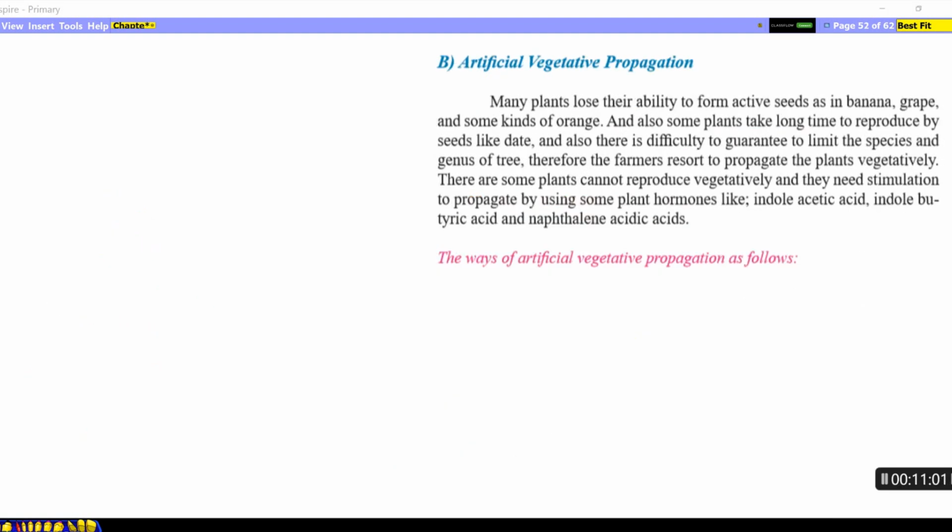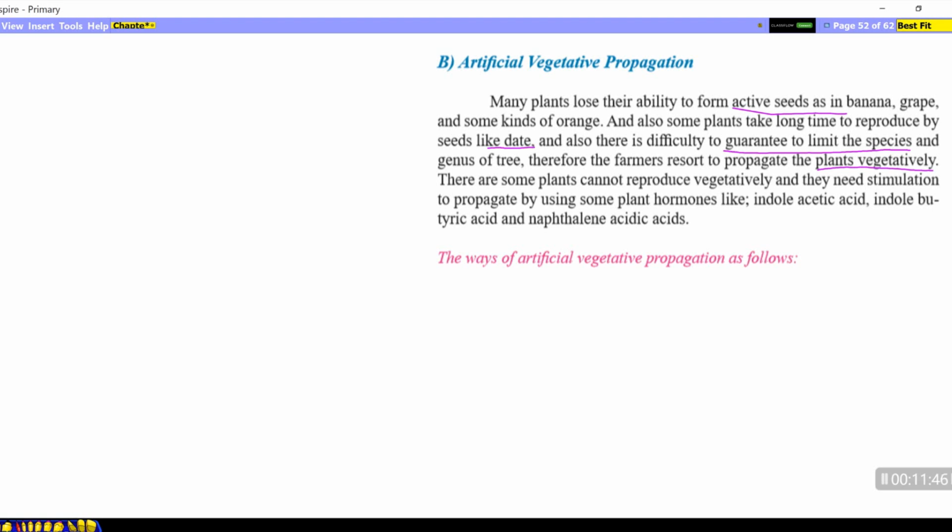Artificial vegetative propagation. Many plants lose their ability to form active seeds, like banana, grape, and some kinds of orange. Also some plants take a long time to reproduce by seed, like dates, which take a long time to grow and make seeds, and also to give fruits. There is also difficulty in guaranteeing the quality of the species, because in sexual reproduction, gamete formation and cross-pollination always change the quality of products. Therefore farmers resort to propagating the plants vegetatively, which is asexual reproduction.